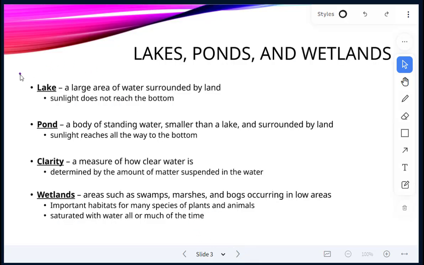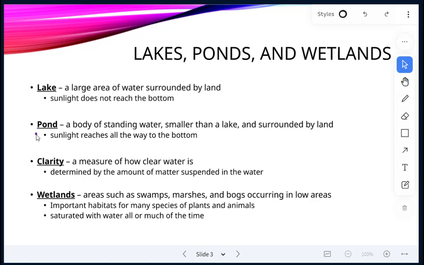So first, let's talk about lakes, ponds, and wetlands. A lake is a large area of water, and it's surrounded by land. One way to differentiate between a lake and a pond is looking at sunlight. In a lake, sunlight will not reach the bottom of the lake. When we look at a pond, it's a body of standing water. It's smaller than a lake. It's still surrounded by land, but sunlight is able to reach all the way to the bottom.